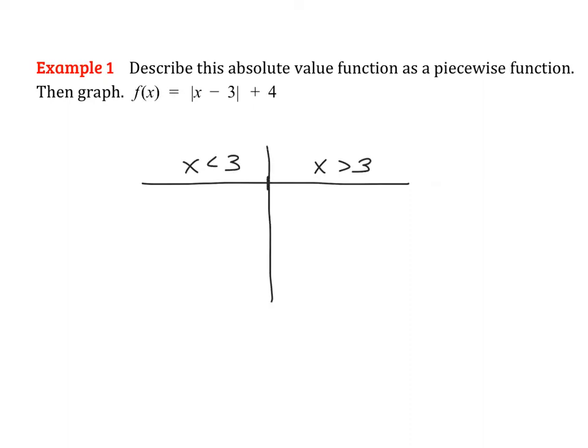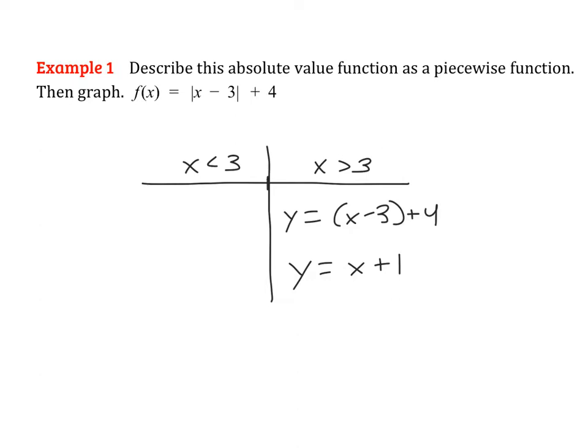So remember we said moving to the right, we can define the function just by using the positive version of whatever's happening inside. So it just stays positive x minus 3 plus 4, and then we just combine like terms. So we have x plus 1.